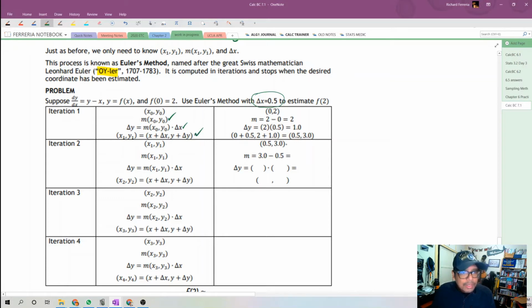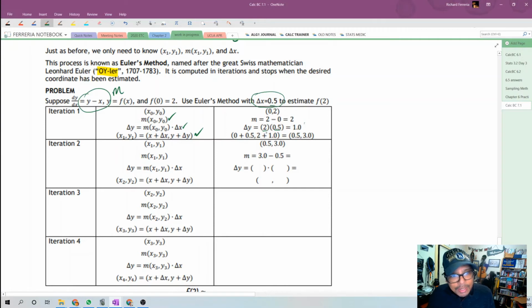So, starting with our first point, (0, 2). First, find the slope. Well, the slope is given by the differential equation. So 2 minus 0 is equal to 2. Now that we have the slope, we're going to find delta y. Delta y is just the slope multiplied by delta x. So 2, which was the slope, multiplied by delta x, which was 0.5 from up here. That gives us 1.